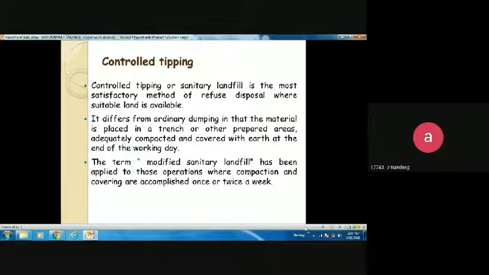Next is controlled tipping. Controlled tipping or sanitary landfill is the most satisfactory method of refuse disposal where suitable land is available. It differs from ordinary dumping in that the material is placed in a trench or other prepared areas, adequately compacted and covered with earth at the end of the working day. The term modified sanitary landfill has been applied to those operations where compaction and covering are accomplished once or twice a week.